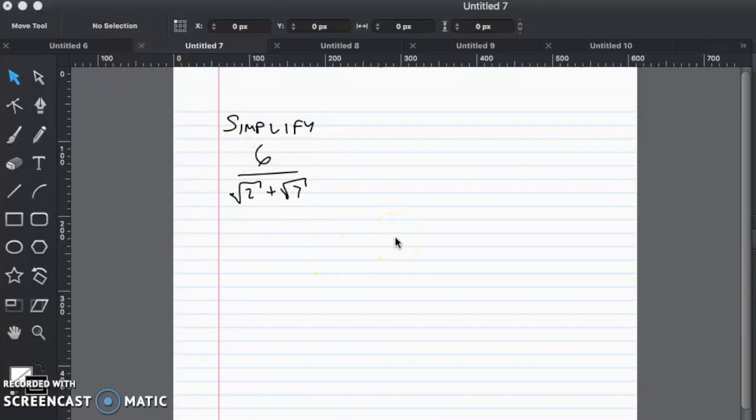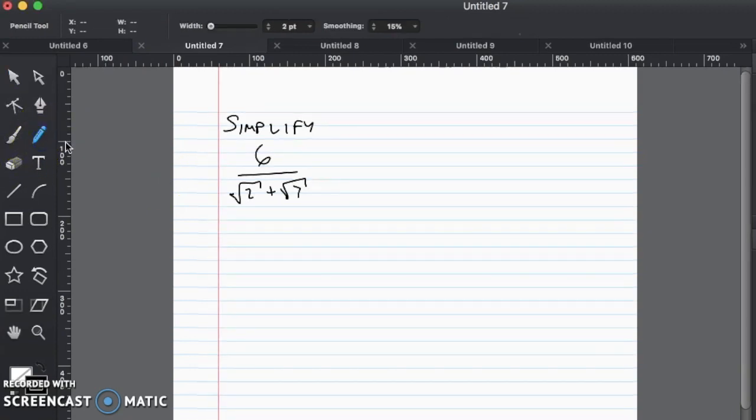All right, welcome back, mathematicians. So, what we're going to talk about now is more radical expressions.